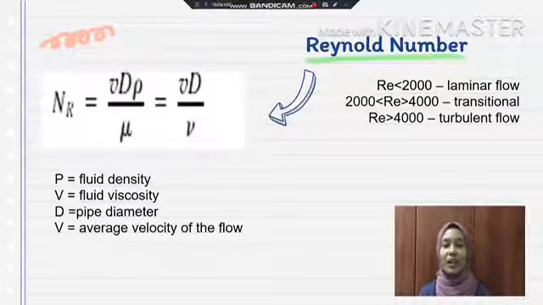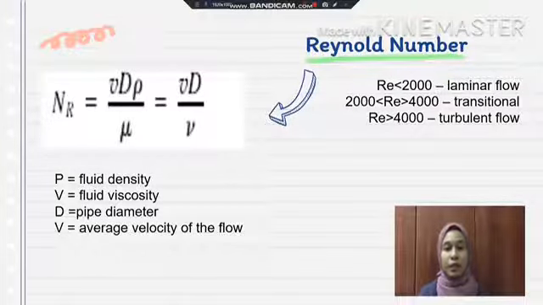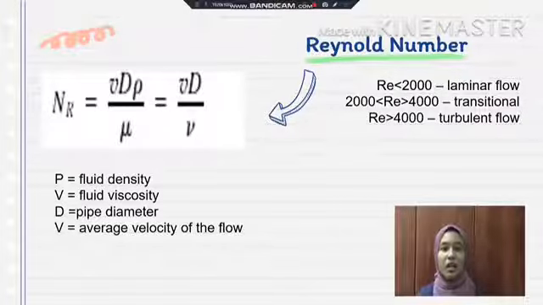Using this formula, we know that if the Reynolds number is less than 2000, the flow will be laminar. And if the Reynolds number is more than 4000, the flow will be turbulent. And if the Reynolds number is between 2000 and 4000, it will be transitional.